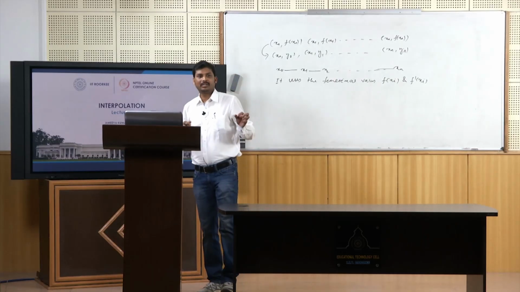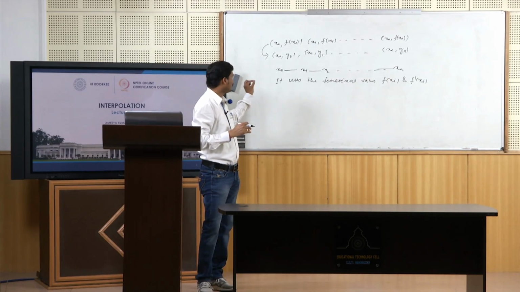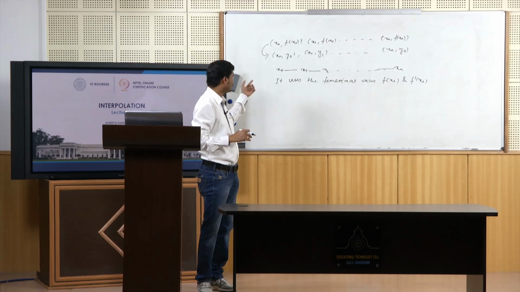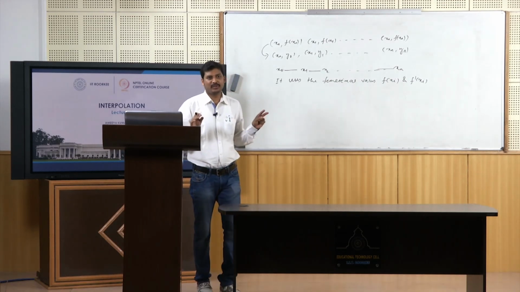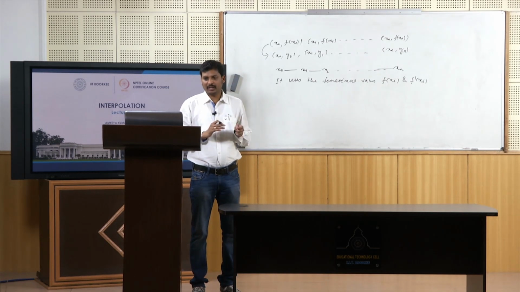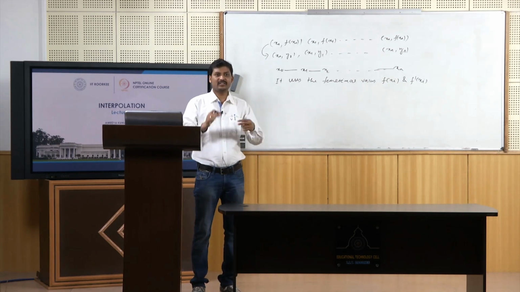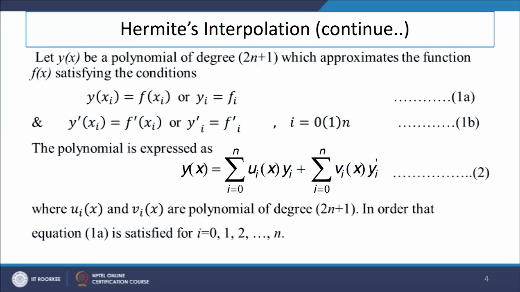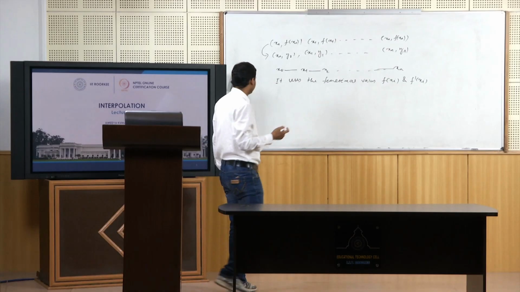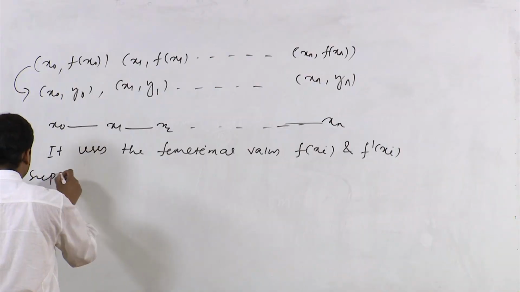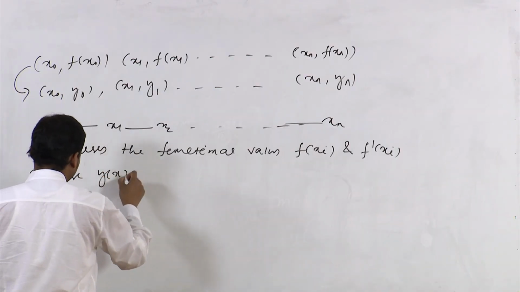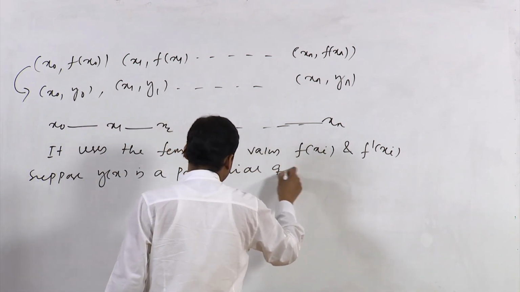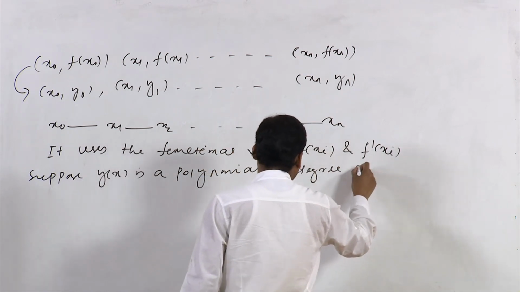So, definitely if we have all the points 0, 1, 2 up to n, and f of xi is satisfied at n plus 1 points and f dash xi is satisfied at n plus 1 points, then we will have 2n plus 2 conditions here. And if we formulate a polynomial based on these 2n plus 2 conditions, it can generate a polynomial of degree 2n plus 1 here. So, let us suppose y of x is a polynomial of degree 2n plus 1.